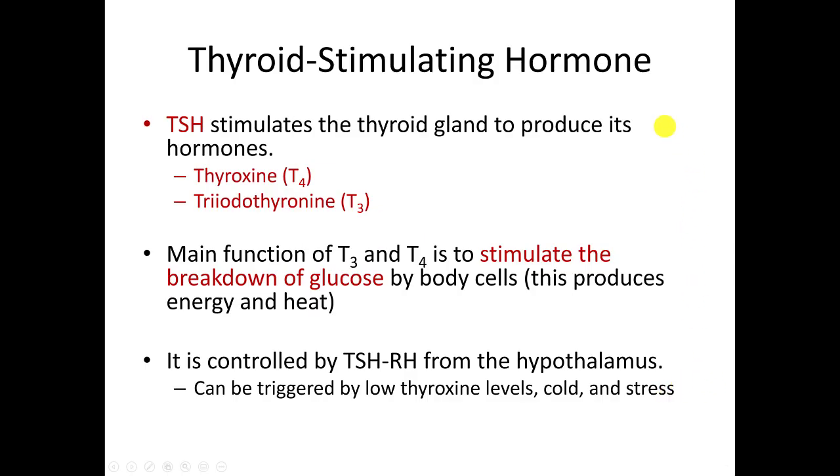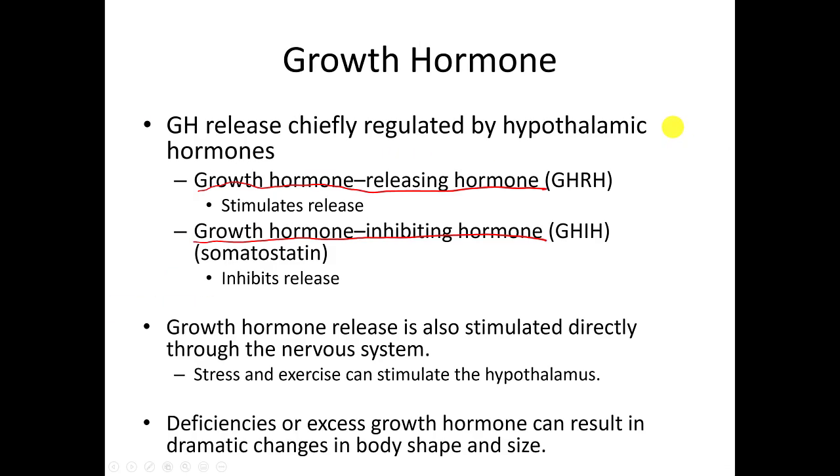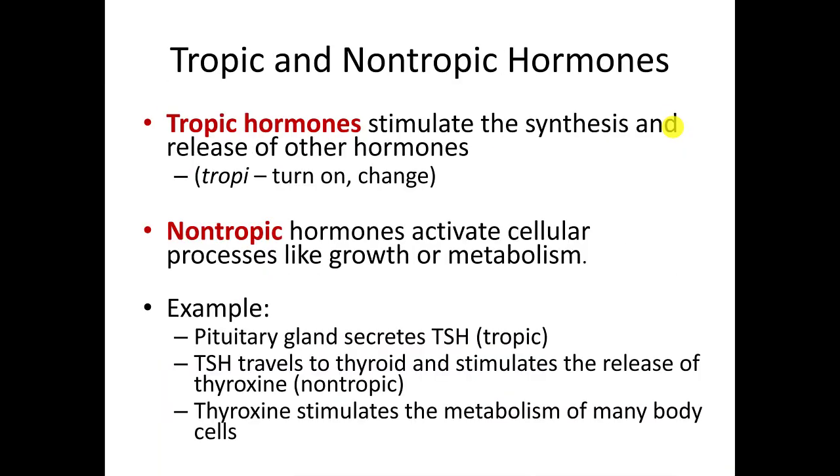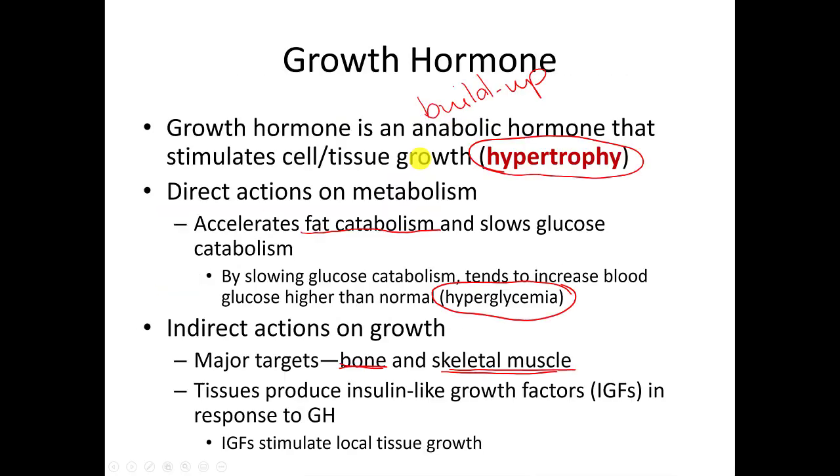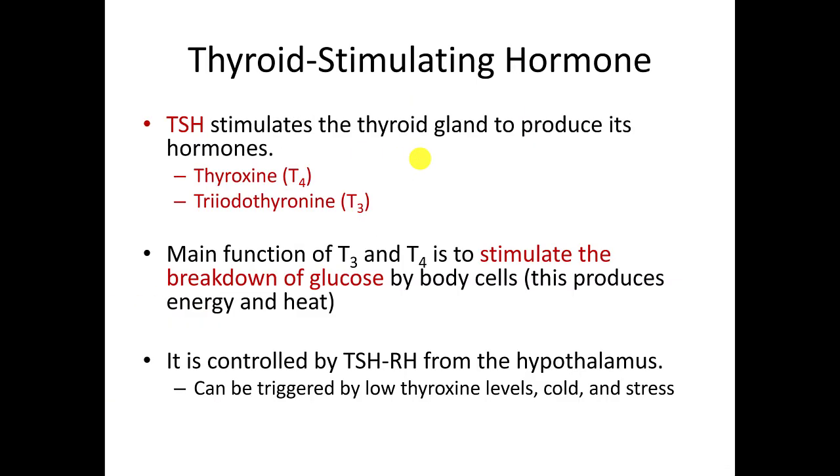Another hormone that's coming from the anterior pituitary is the thyroid-stimulating hormone. We call this for short TSH, and this one stimulates the thyroid to produce hormones. So let's go back to what we talked about at the very beginning of this lecture. We talked about tropic versus non-tropic hormones. So a tropic hormone, remember, stimulates the synthesis and release of other hormones. So we would say that the thyroid stimulating hormone is a tropic hormone.